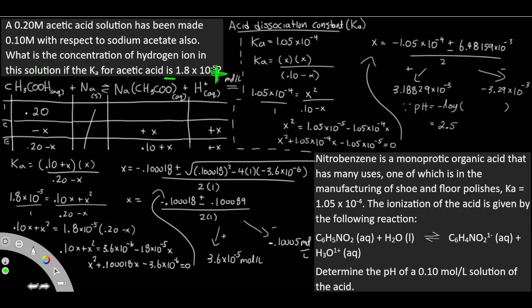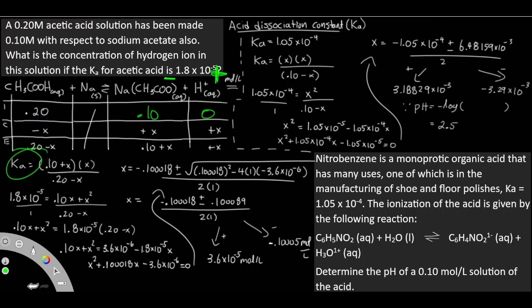Now, we're going to be putting them all into an ICE table. 0.20 initially for this one, as written in the question. 0.10 initially for this one, and then here it's going to be 0, because it's not written in the question and it hasn't been produced yet. Now we're going to be doing our C, which is our change. These are all going to be 1x's because, as you can see in our balanced chemical equation, this has a 1 coefficient, 1 coefficient, 1 coefficient, so they're all going to be a 1x. So we end up getting this for our ICE table.